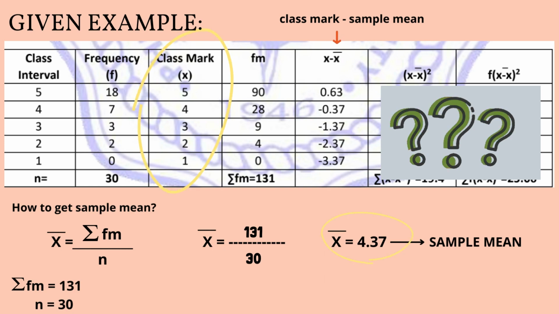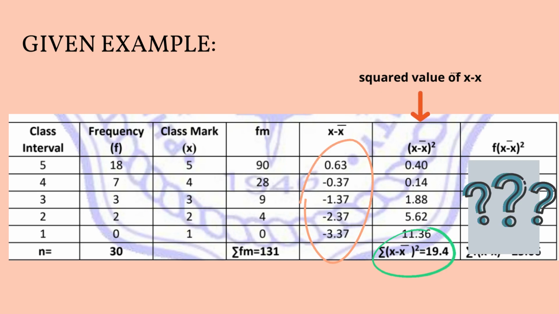Okay, so huwag ninyong kalimutan pagdating dito sa limang column, hanapin nyo muna yung inyong sample mean. And then, i-minus nyo na yung class mark doon sa ating sample mean. Tapos dito na ninyo ilagay sa fifth column yung differences nila. Okay? So, after the fifth column, let us proceed dito sa sixth column.